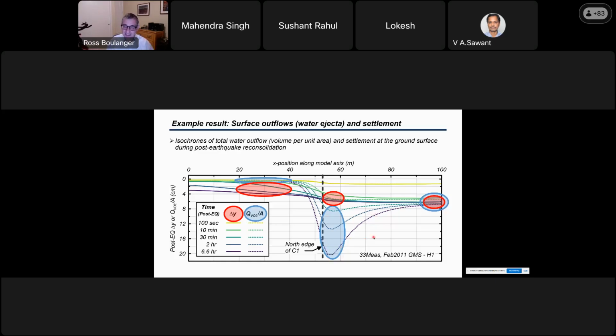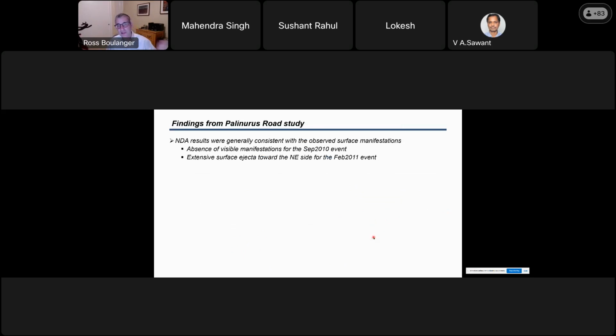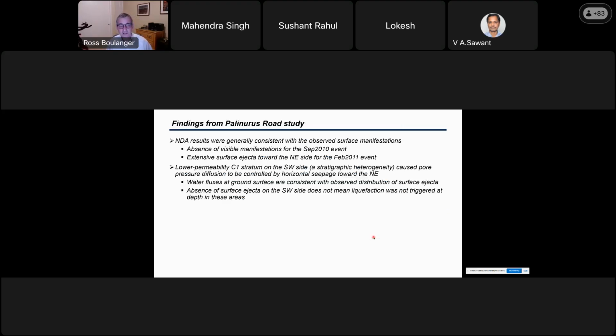And it points out that sand boils and water ejecta don't have to come up straight over from what liquefied, but can move laterally depending on subsurface heterogeneities in the ground. So the findings from Palinurus Road: the predictions of responses were consistent with different earthquake events with and without triggering of surface manifestations. We conclude that the lower permeability C1 stratum on the south side, which is a stratigraphic heterogeneity, is why pore pressures diffuse by horizontal seepage to the north.